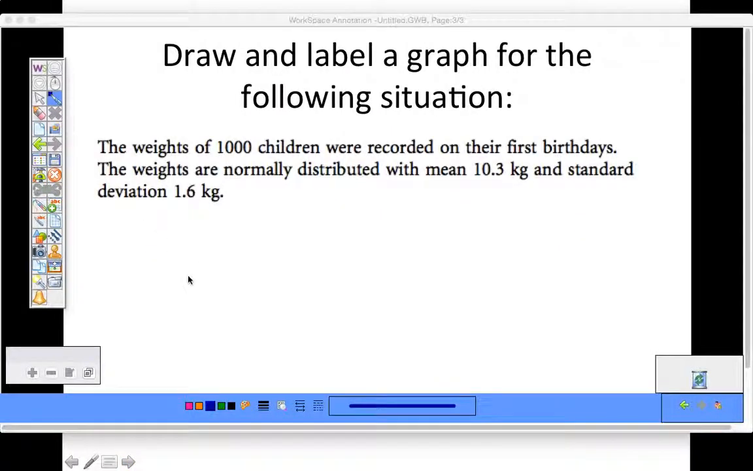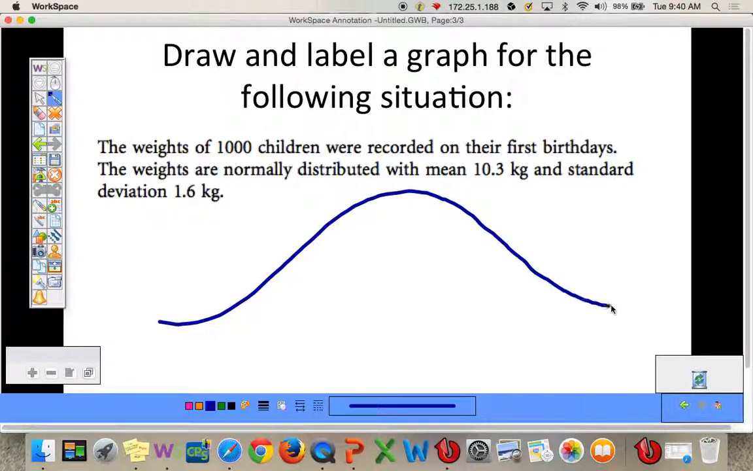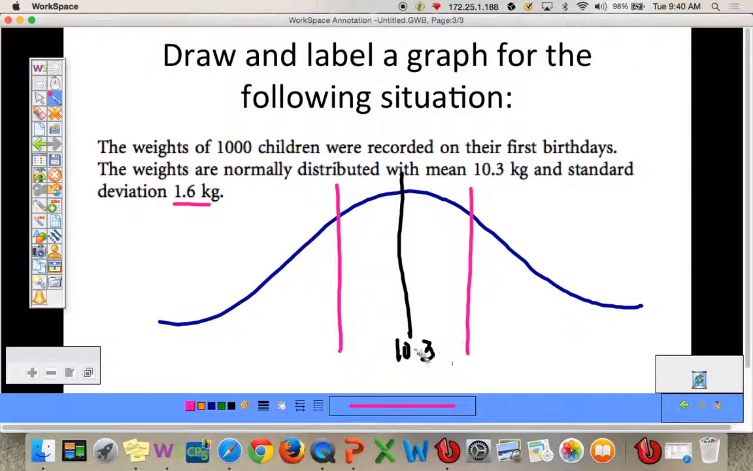It says the weights of 1,000 children were recorded on their first birthdays and distributed normally. So the average is 10.3, and the standard deviation is 1.6. So if we go out one standard deviation, we're going to add 1.6, so this is 11.9. And we're going to subtract, so we're going to take 10.3 minus 1.6, and we get 8.7. And this is 34% of our data and 34% of our data if it's normally distributed.